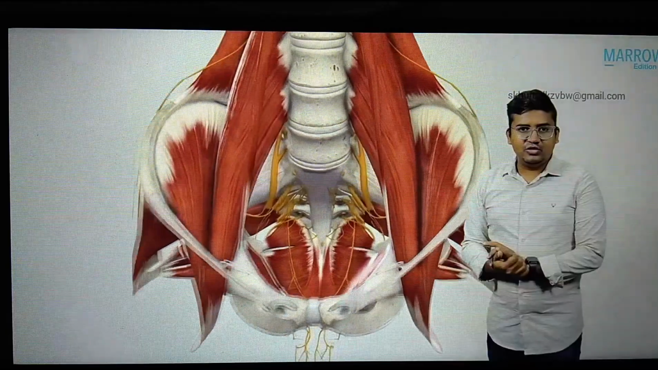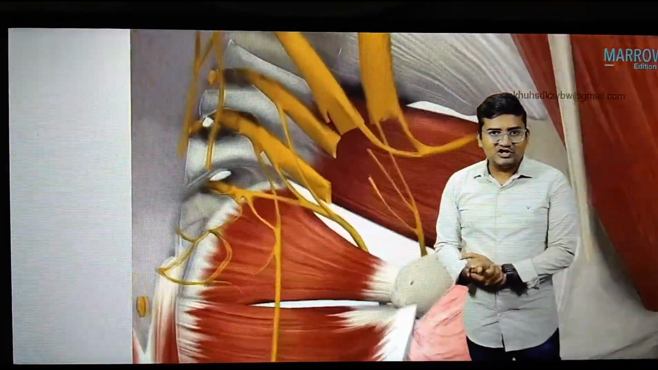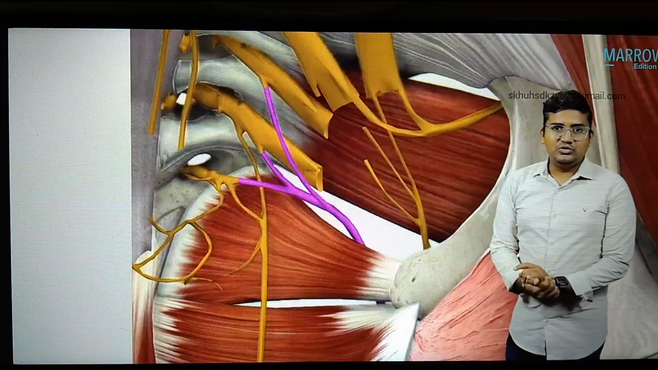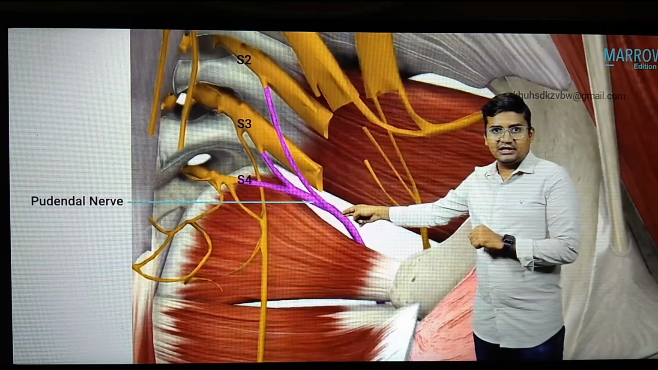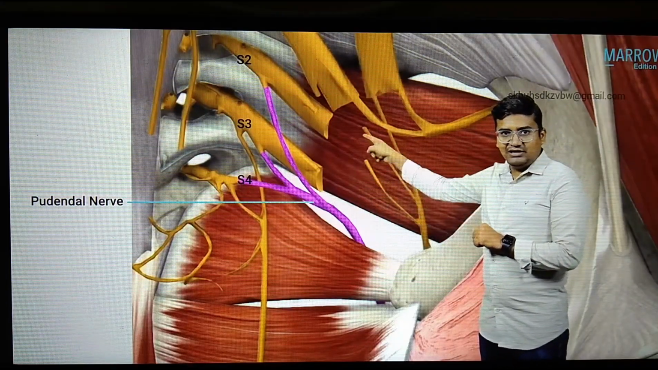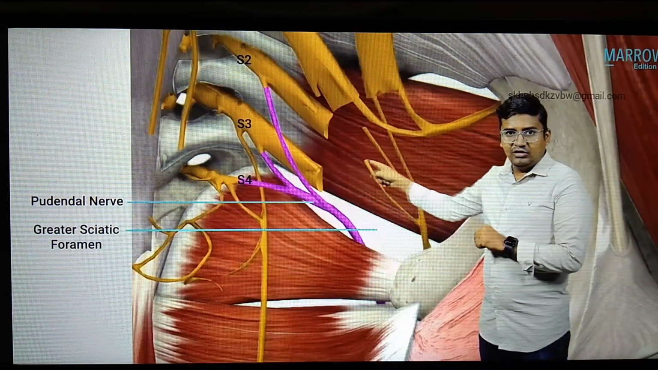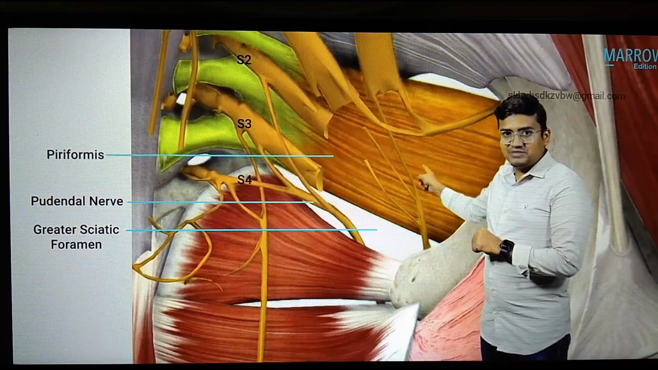Now we are going to see the course of the pudendal nerve. Now pudendal nerve is a branch of sacral plexus, root value S2, S3, S4. See there? This is a pudendal nerve. Pudendal nerve is passing through this fossa. Can you see the fossa there? That is our greater sciatic foramen. Now in the greater sciatic foramen, one muscle is passing. Which muscle? Our piriformis muscle.